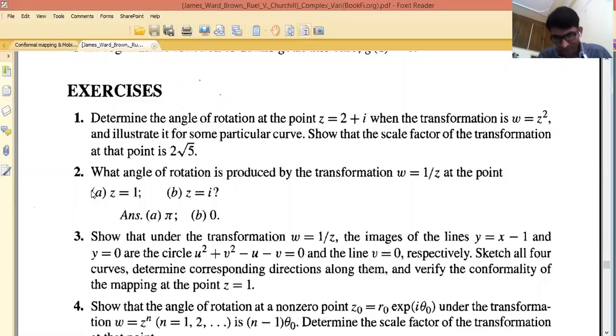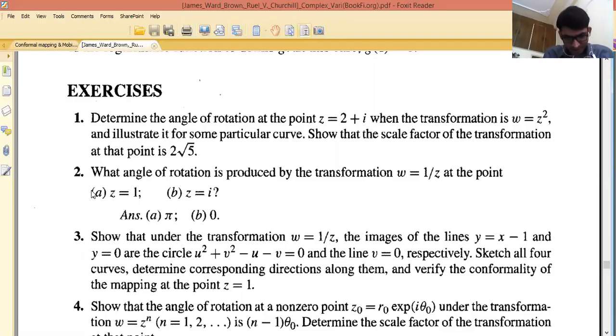For rotation, we can write w equals e to the power i theta times z. Magnification: w equals c times z. Rotation and magnification: w equals beta times z, where beta is a complex number. Inversion: w equals 1 upon z. For this we can see an example.